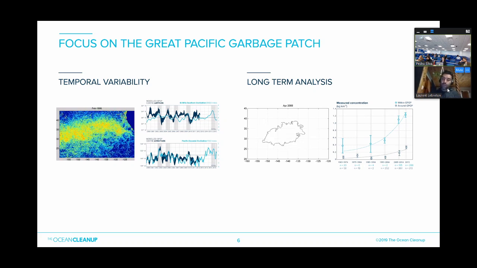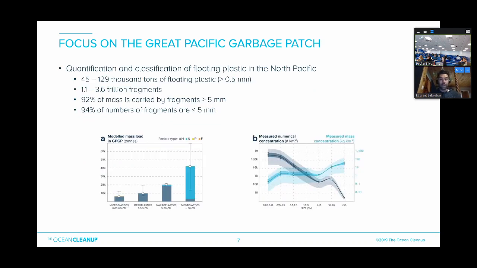But more importantly, the result for The Ocean Cleanup really was to give this full quantification and classification of floating plastic in the North Pacific. Those are the main results. Basically, we come back to the engineers.